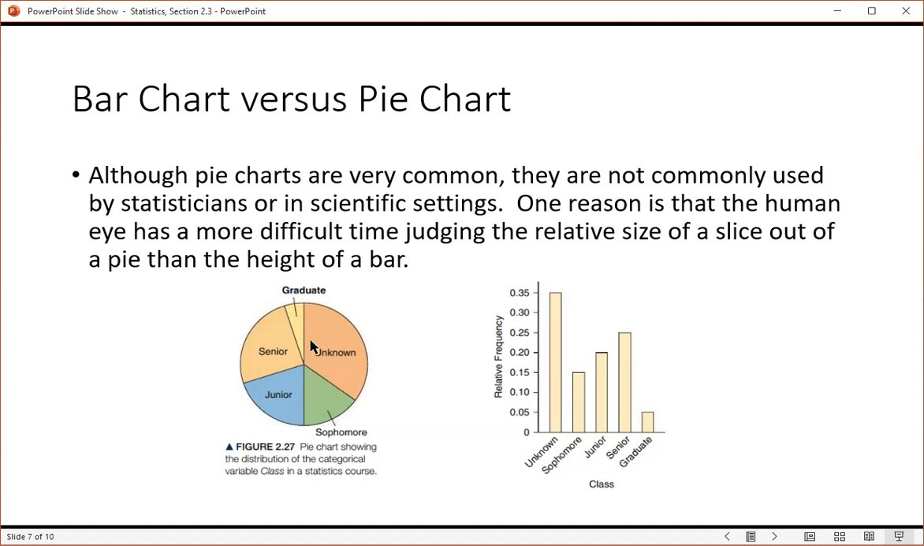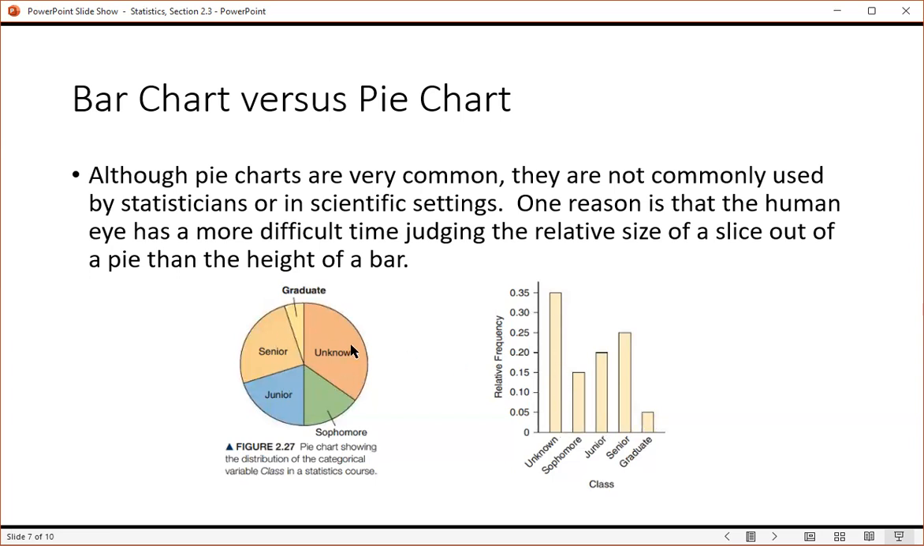So if you were to look at this, it's harder to tell that the difference between this slice of pie here and this slice of pie is about 2/3, compared to looking at the height of the bars, right? Maybe 2/3 is a little bit hard, but let's say we're comparing the unknowns and the juniors. The unknowns is about double the size of the bar. You can just see that visually by looking at the bar heights. It's actually maybe not quite double, but you get what I'm saying, right? You can just see that by eyeballing how tall these bars are.